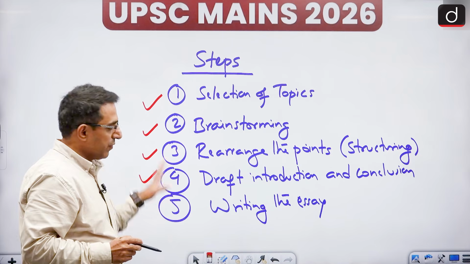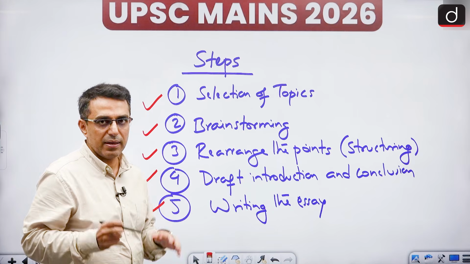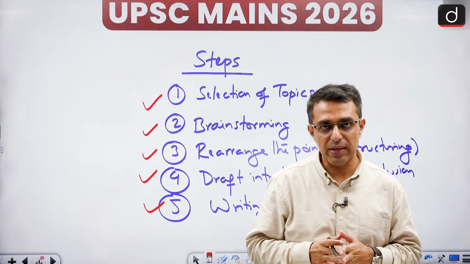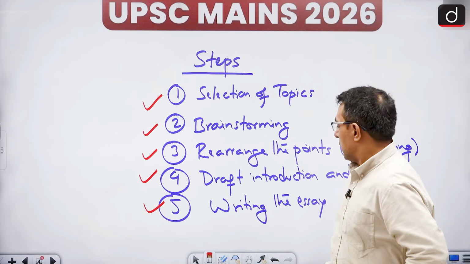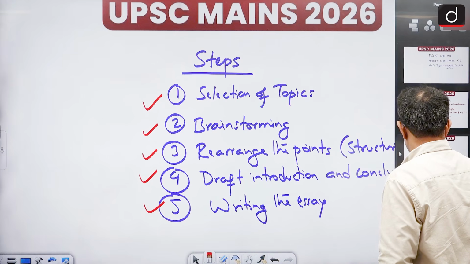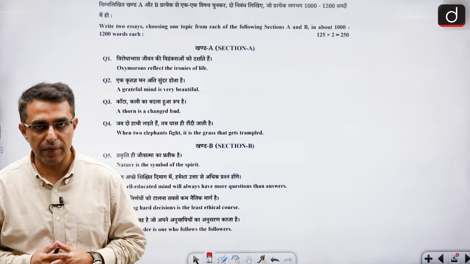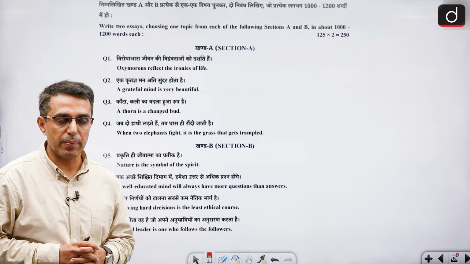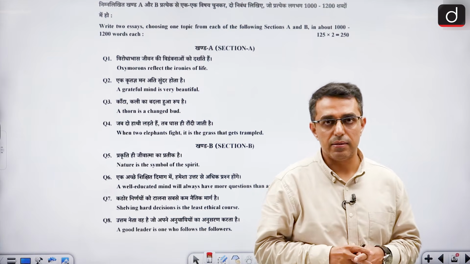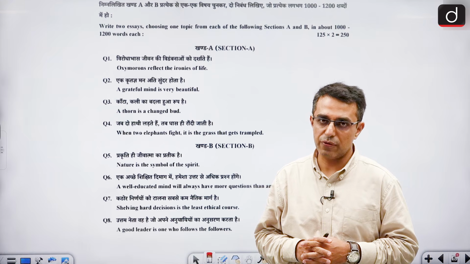Finally, once we are done with these 4 steps, we start writing the full essay. Right? This is how we do it, and we have to write within the specified time limit. Okay. So now let us look at the 2026 paper. So these were the 8 topics that were given by UPSC in the 2026 paper, and one must say that these topics were relatively easier as compared to the 2025 paper.